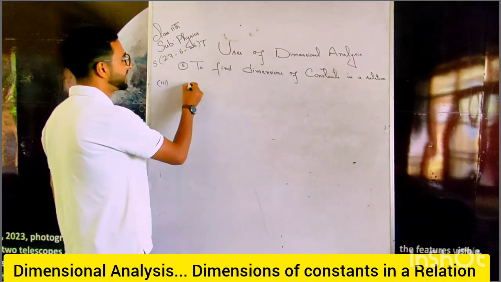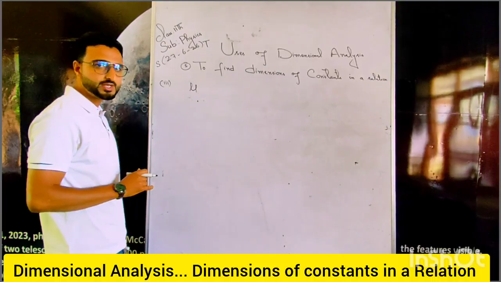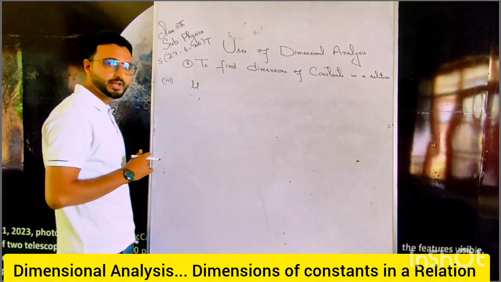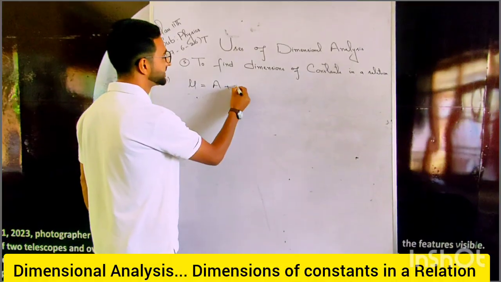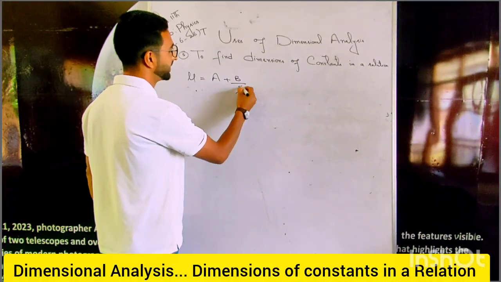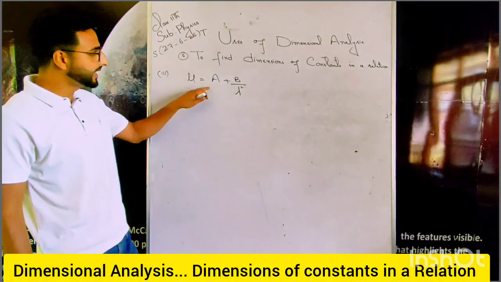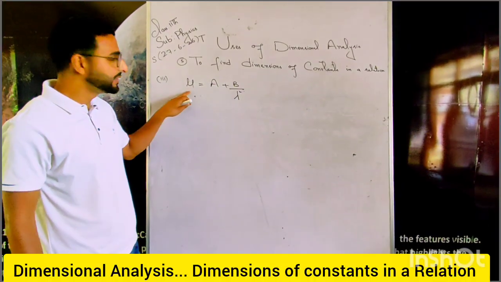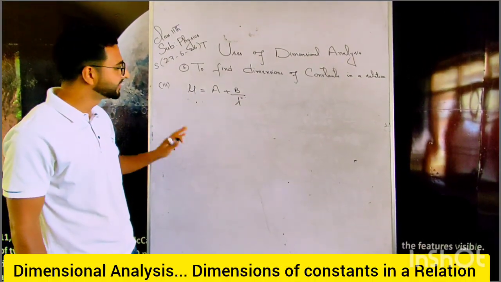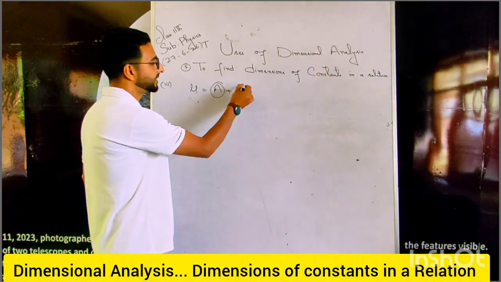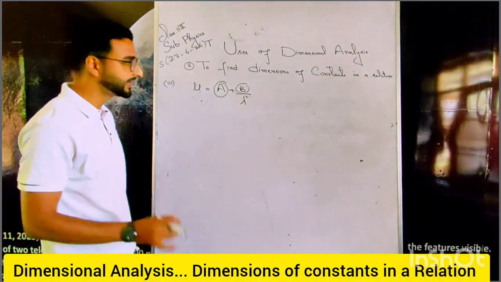ठीक है ना? हमारे पास एक relation है, इसको हम कहते हैं Cauchy's relation. Here mu is basically the refractive index of a medium. So it is equal to A plus B by lambda square. बात समझ आ रही है ना? Where A and B are constants, mu is the refractive index of the medium and lambda is the wavelength. ठीक है? तो हमें dimensional formula A और B निकालनी है.